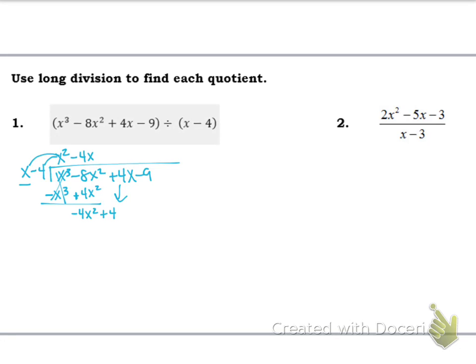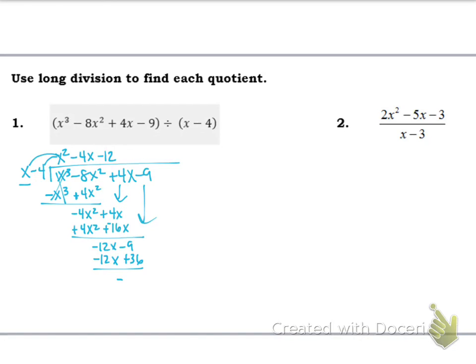So I distribute again. Negative 4x times x gets me negative 4x squared. Negative 4x times negative 4 is a positive 16x. I flip my signs. Flip, flip. So now I've got a negative 12x. I drop my 9. To get from x to negative 12x, I need to multiply by negative 12. So I get negative 12x. Negative 4 times negative 12 is a positive 48.